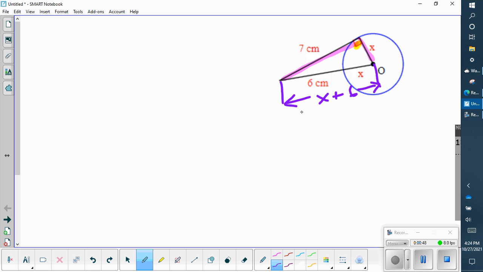Okay, now let's plug in the Pythagorean theorem. So here's my a, x squared. Here's my b, 7 squared. And here's my c, my hypotenuse, x plus 6. And we like to say quantity squared, the whole thing.